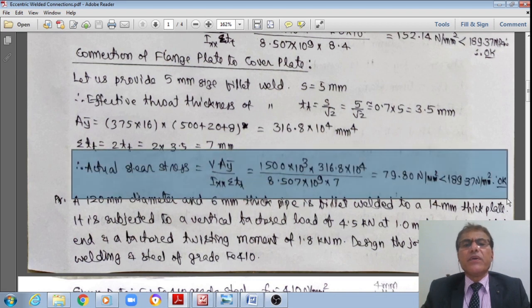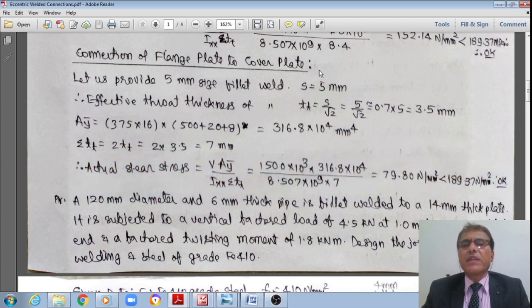Now you will get V is equal to 1500 × 10^3 multiplied by AȲ, which has reduced to 316.8 × 10^4, divided by Ixx, which will not change, 8.5 × 10^9, divided by summation of tt is equal to 7 mm. Therefore, the actual shear stress is equal to 79.8 Newton per mm square, which is much less than the permissible value of 189.37 Newton per mm square. It indicates that you can even further reduce this size to either 4 mm or 3 mm as appropriate.